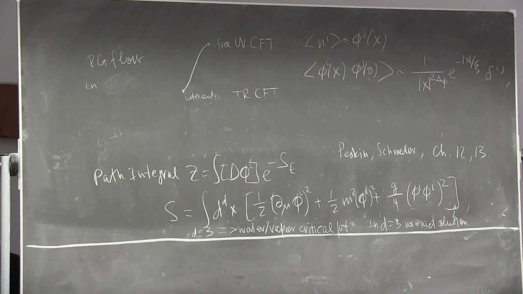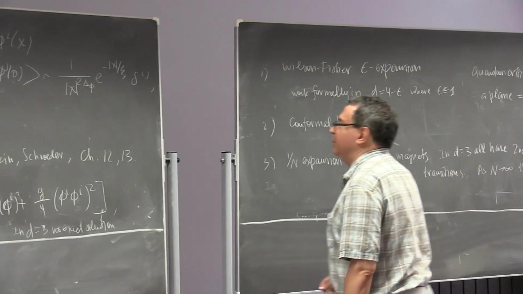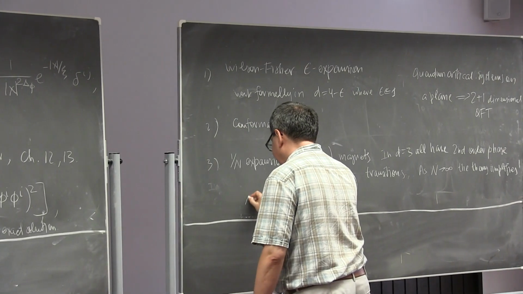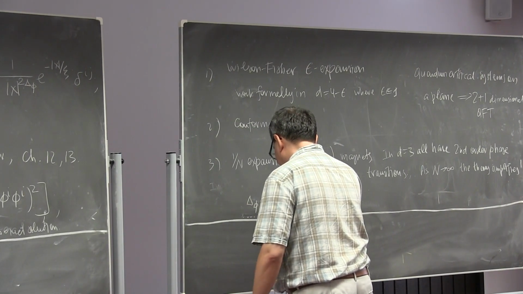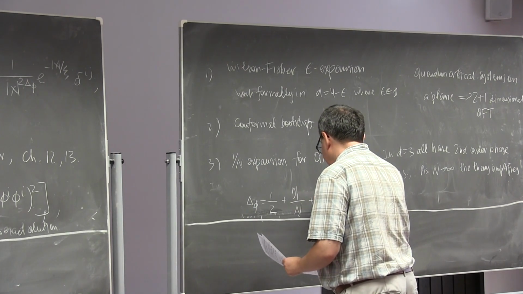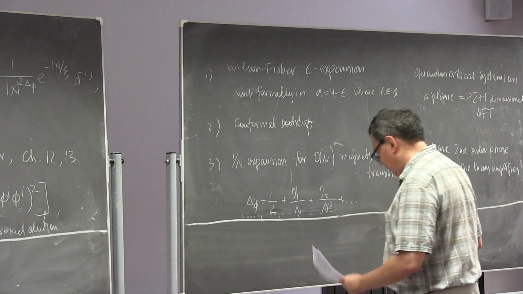Okay, so what is the... It turns out that this 1 over n expansion can be developed analytically, okay? And you have the following structure of results. For example, in d equals 3, you find the following answer. Suppose you want to know this delta phi. This delta phi is equal to 1/2 plus some series, okay? Eta 1 over n plus eta 2 over n squared plus dot dot dot.